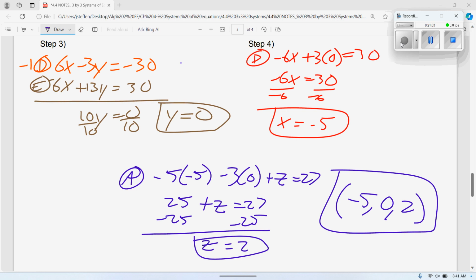Where yes, this is not easy at all. In my opinion, this is the hardest stuff we've done here. But every single step is just another elimination problem. There's just a lot of steps to this. Is everyone good? Not too bad? Okay.